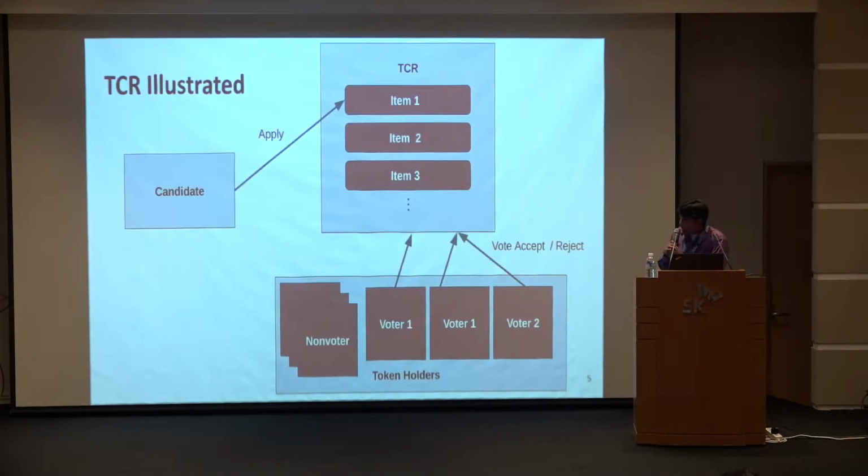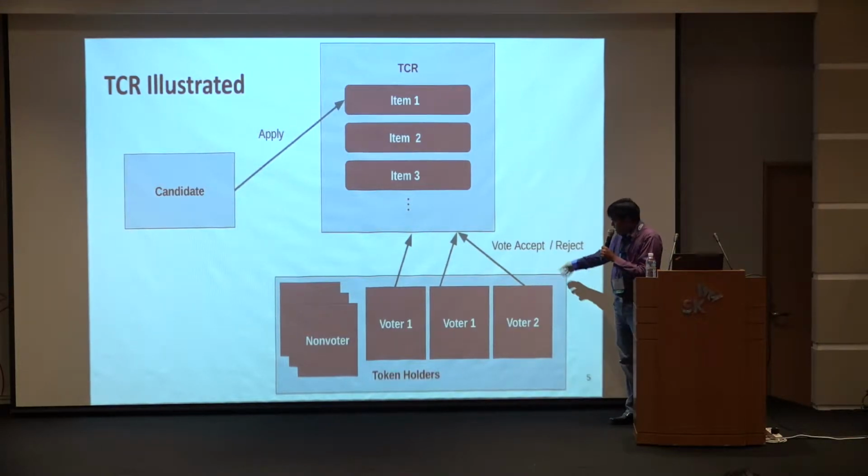This is a diagram that explains it. There is a candidate who is applying for an item to be part of the list, and then there are a set of voters who own the tokens. They decide whether a particular item should be accepted or rejected from the list. If the item is accepted, then it gets added to the list. If it's rejected, then the item will not get added to the list.